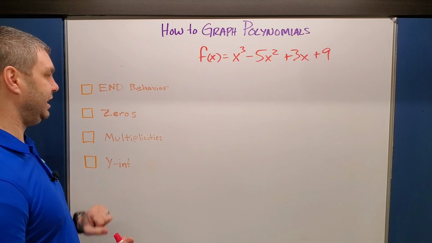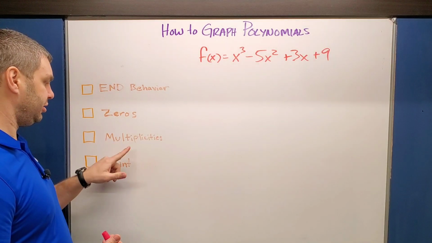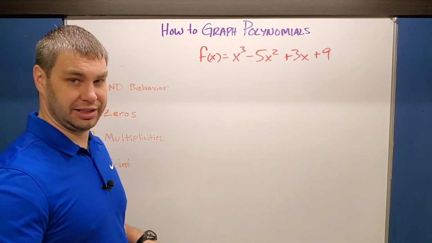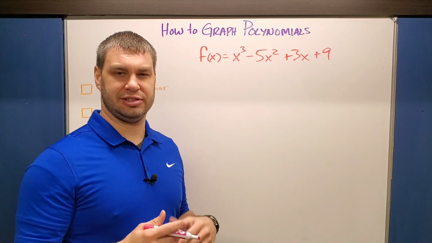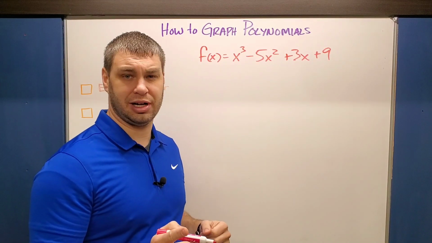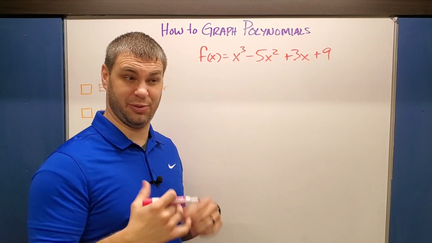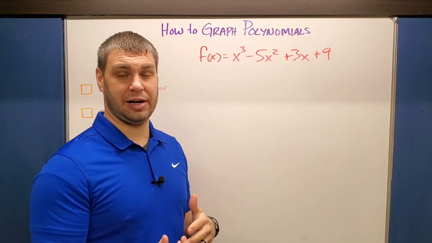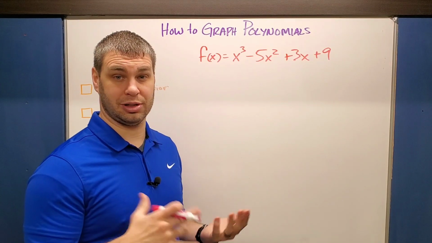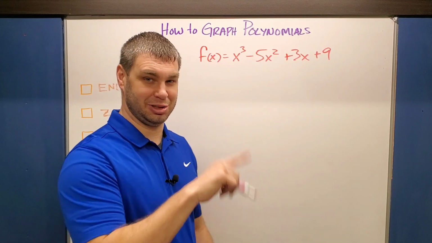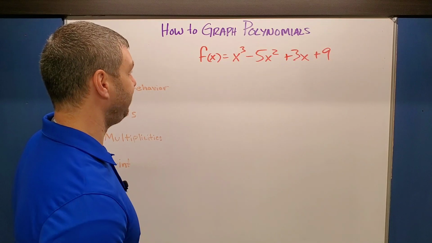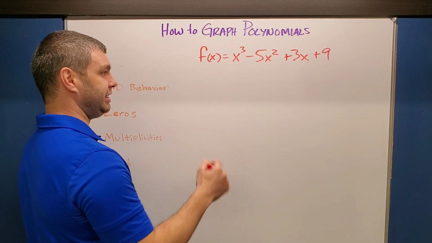First off, we need to know its end behavior. We know the zeros, the multiplicities, and then the y-intercept. And that should give us a good rough sketch as to how it's going to go. One thing we don't talk about in this video is the turning points, how to find those. If you want to stick those into a graphing calculator, you could figure it out that way. Or in calculus, you'll figure out using derivatives how to find the turning points. But for this video, this should be good enough to get a rough sketch.